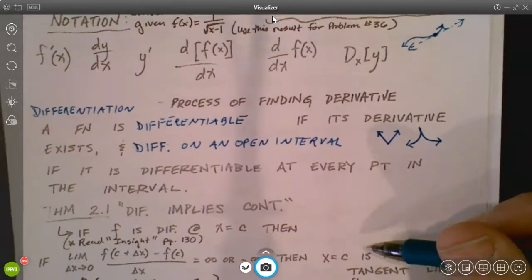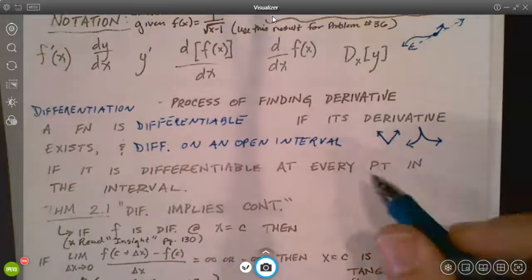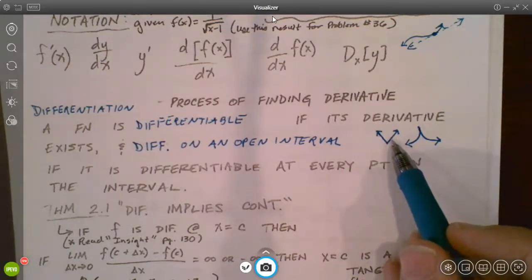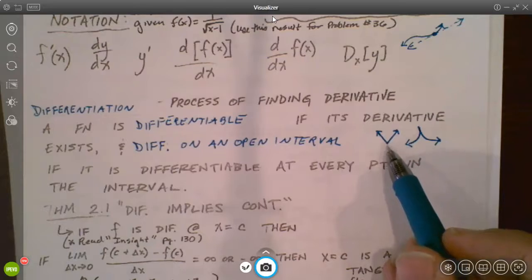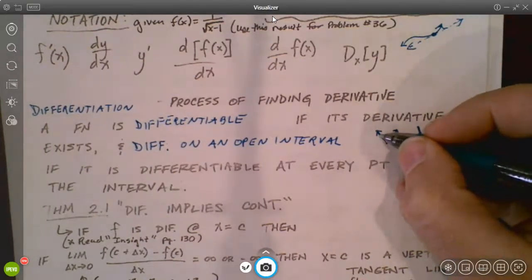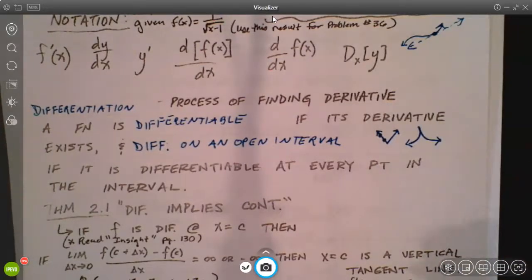All right, if it's differentiable at every point in the interval. So again, if they said we're looking at from here to here, it would not be differentiable at every point within that interval. But if we only limited it to, say, from this point to this point, well, within that interval, it would be differentiable. So it just depends on the interval that we're taking a look at.